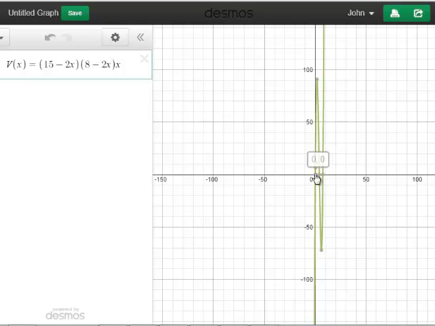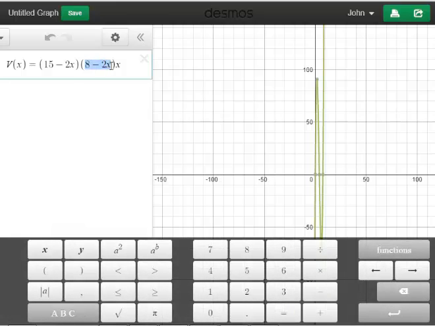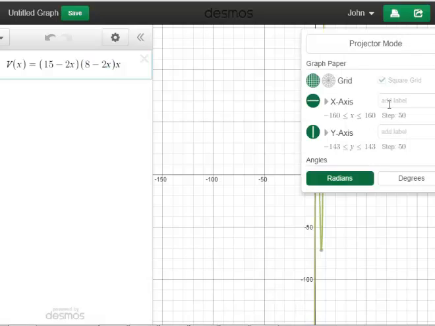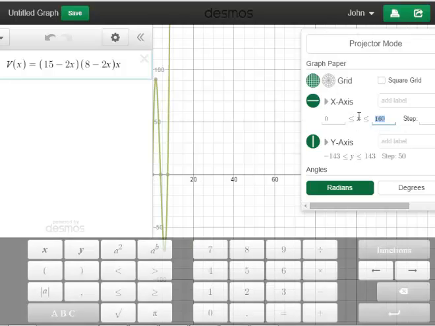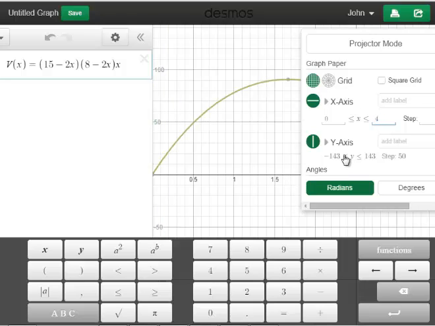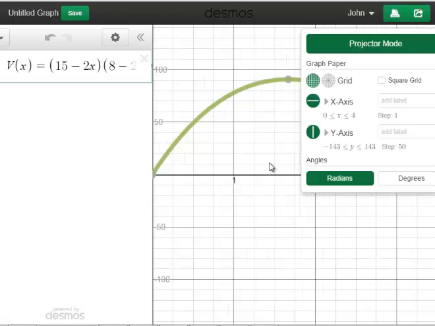So I want my window to go from 0 to, I've got to think about what a reasonable domain for this problem is. X can't go to infinity, but in fact x can't go beyond the value 4, because if it goes beyond 4, I've got a negative dimension. So I'm going to set my window so that my domain is better. I'm going to go from 0 to 4, and my y-axis, you can see, is okay.